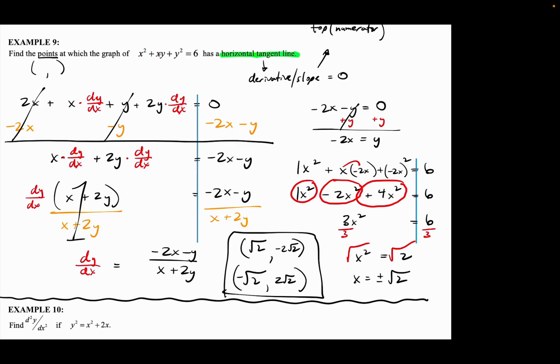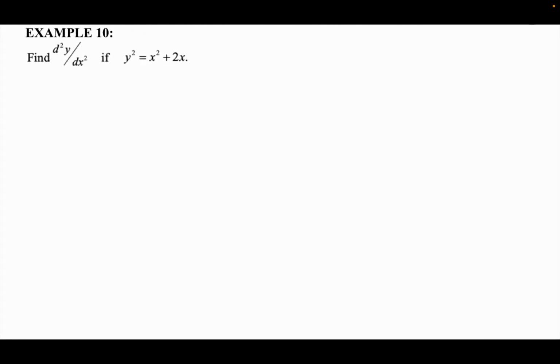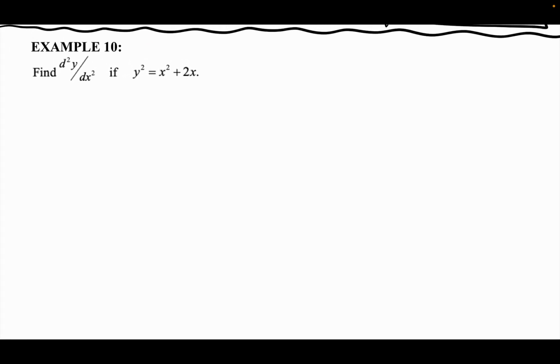So let's just do the next example, and we'll be done. We won't do 11. It's the same type of problem, second derivative. All we got left to do is find the second derivative. In order to find the second derivative, you've got to find the first derivative. So 2y dy/dx equals (2x plus 2). Solve for dy/dx.